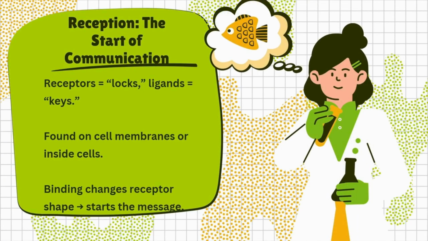Think of receptors as locks and ligands as keys. When the right key fits into the lock, the receptor changes shape, and that shape change starts the communication process. Receptors can be found on the cell membrane or inside the cell, depending on the type of signal.